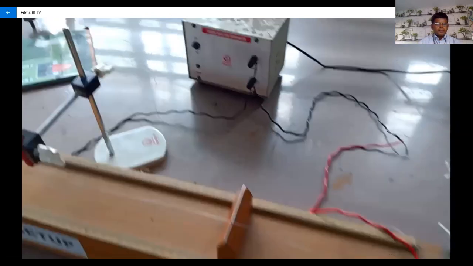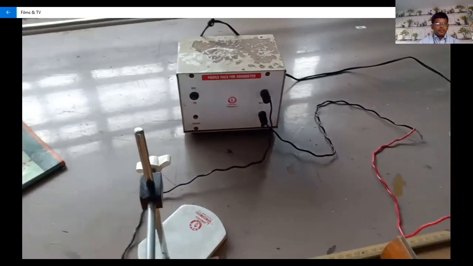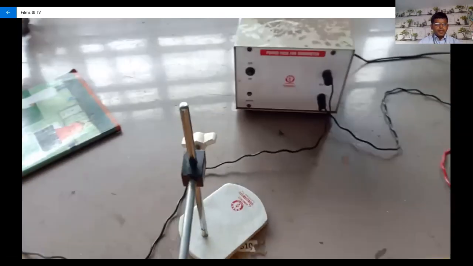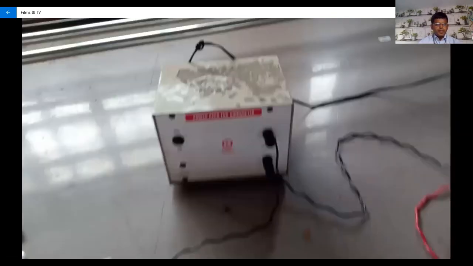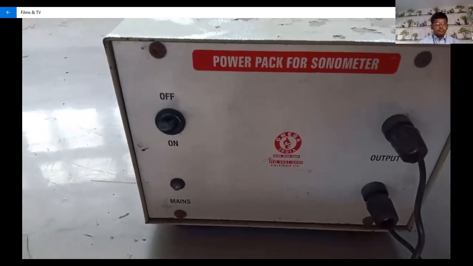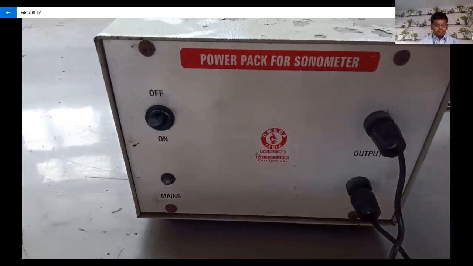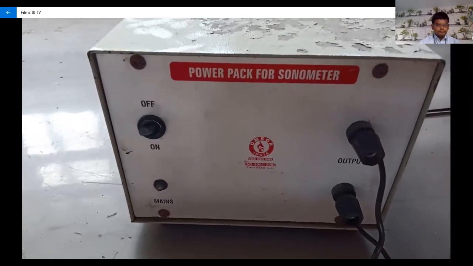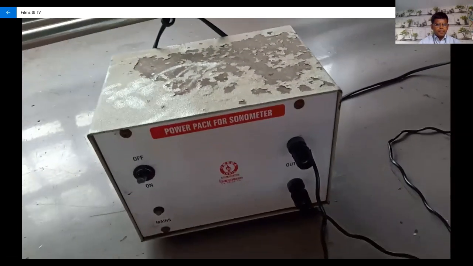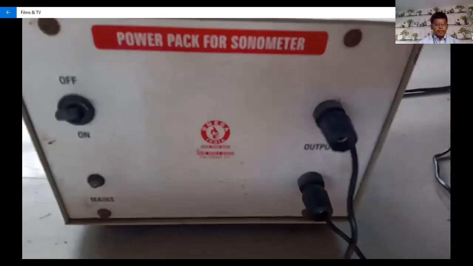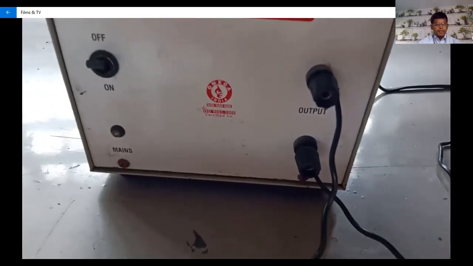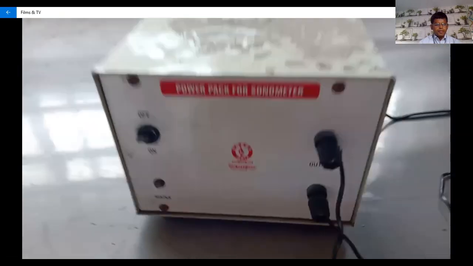In this practical we pass AC current for the first time, because in physics practicals we usually pass DC current. Now you can see a special power pack for the sonometer. From this box we pass AC current directly, but not more than 10 or 15 volt. There are two terminals, but no plus and minus; both terminals are common.